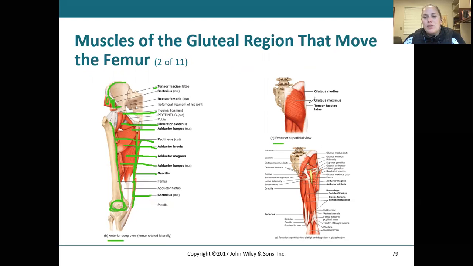If we look at our posterior superficial view, you've got your gluteus minimus, your gluteus maximus, and then the tensor fasciae latae, which we're going to see is the point of anchoring for these particular muscles. Okay, I'm not going to go into this. It's worth pointing out the hamstrings are present here. We're looking at the posterior view, and I think we'll come back to this particular figure as we're going through these muscles within this muscle group.